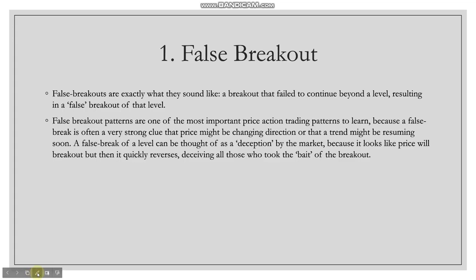At first, let me just go through the theoretical part and then I'll be showing you the same in the chart. I know theories are boring, but please bear with me. Anyways, false breakout patterns are one of the most important price action trading patterns to learn because a false break is often a very strong clue that price might be changing direction or that a trend might be resuming soon. A false break of a level can be thought of as a deception by the market because it looks like price will break out but then it quickly reverses, deceiving all those who took the bait of a breakout.